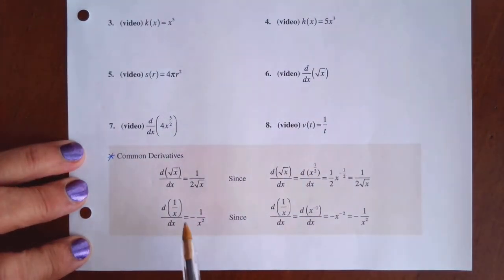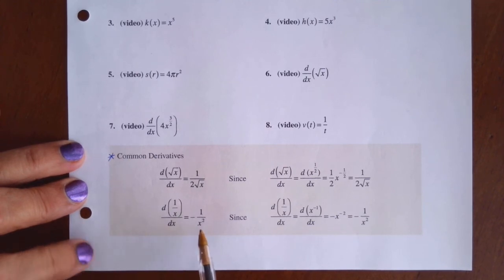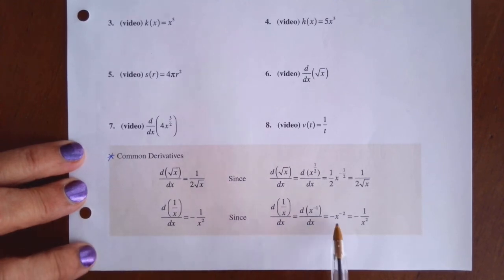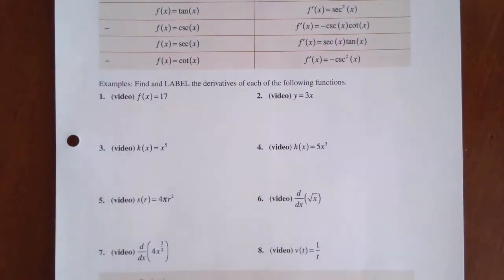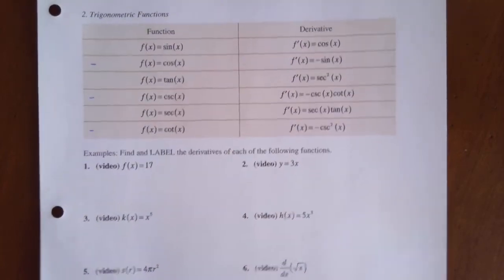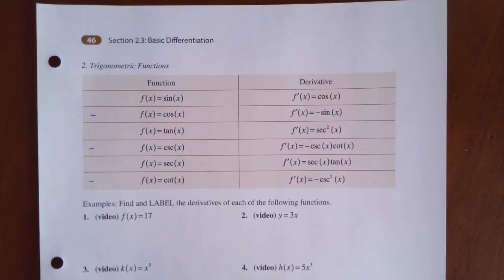All right, and then the other one is the 1 over x. We know the derivative of that is negative 1 over x squared. Again, just using the properties from the front page, we get negative x to the negative 2 power, which is just putting the x squared in the bottom. Okay? All right.